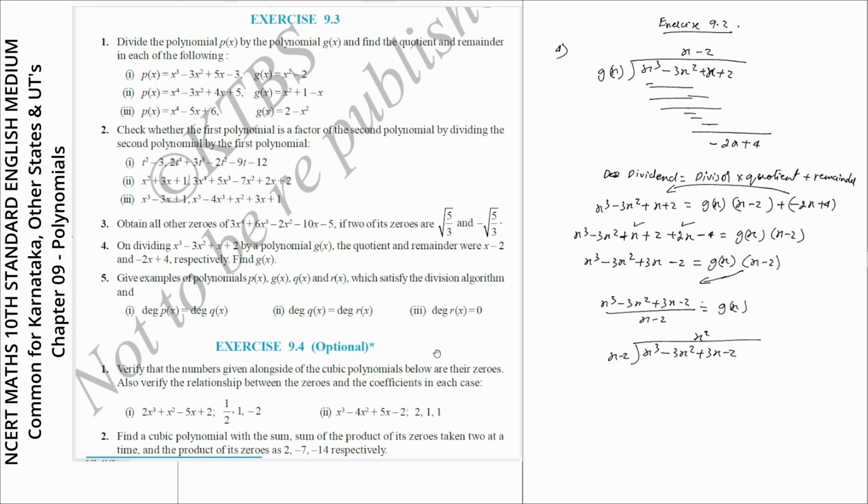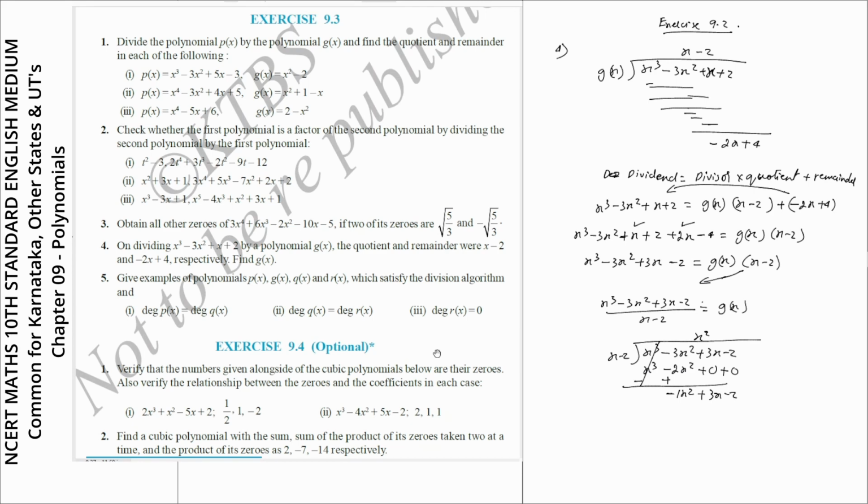So x square into x is x cube. Then x square into minus 2 is minus 2x square. So change the sign, minus here, plus. Now these two will get cancelled. Minus 3x square plus 2x square, I'll get minus 3 plus 2, which is minus 1. So minus 1 x square. Okay, then here 0, here 0. So plus 3x minus 2.